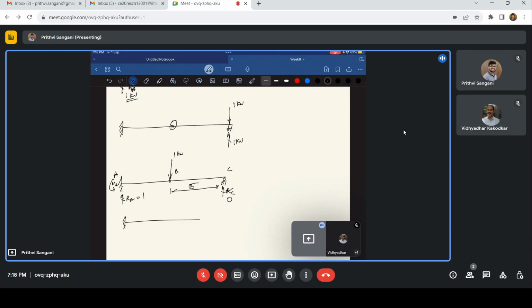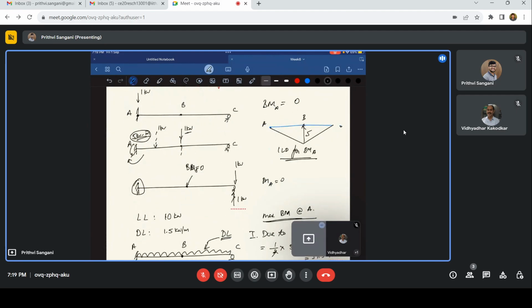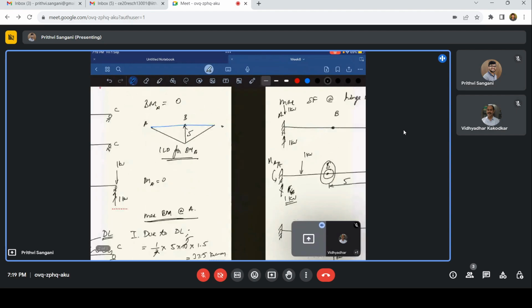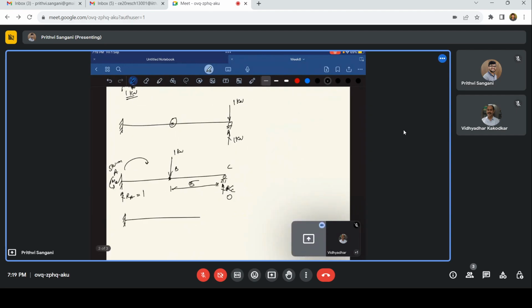Obviously, if RA is 1, this is trying to turn this hinge in this direction. So you should have a counter clockwise movement of 5 kilonewton meter. That is what we have seen in the previous example. If you remember, when the load is at 1, we have a moment of about 5 kilonewton meter. So we'll have 5 kilonewton over here.